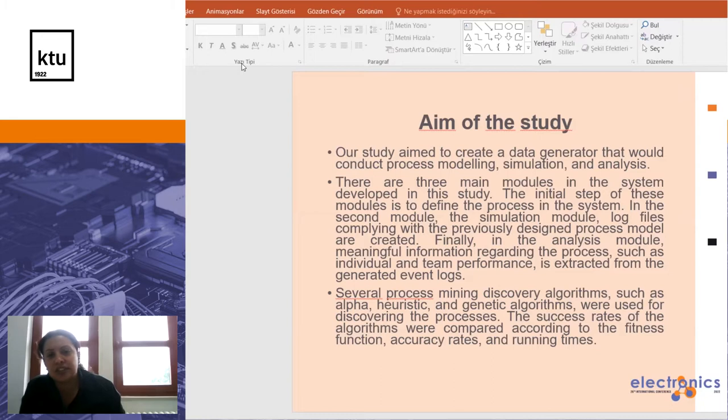In the second model, the simulation model, data complying with the designed process model are created. Finally, in the analyze model, meaningful information about the process, such as individual and team performance, is extracted from the generated event logs. And at the second stage, processes were discovered using alpha, heuristic, and genetic algorithms, which are process mining discovery algorithms. The discovered processes were demonstrated with patterns, and the algorithm performance was compared using the fitness function, accuracy rate, and running time.